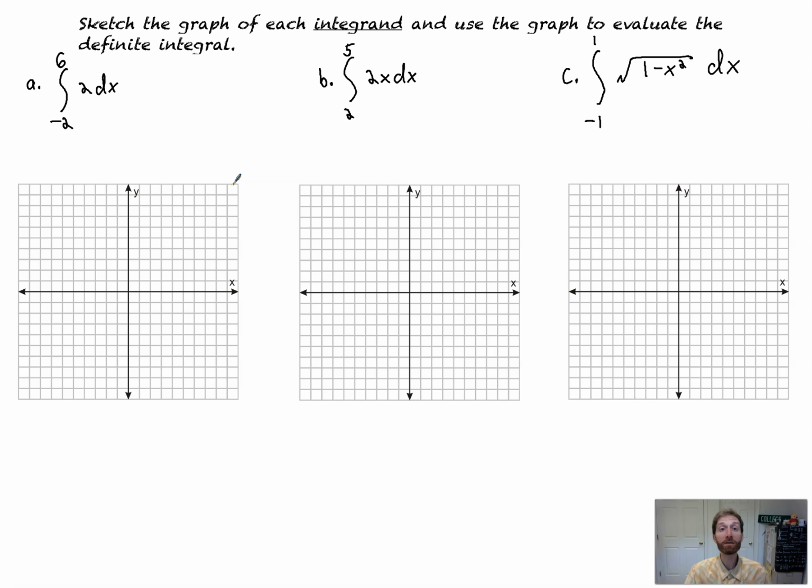Okay, so let's keep going with that. Now we're going to see that we can find that area when the curves are quote-unquote nice geometric curves. You'll see what I mean by that in a second, using simple geometry. So the instructions here say sketch the graph of each integrand, the integrand being the number or function or expression that is within the integral, 2, 2x, root 1 minus x squared are all the integrands. And use the graph to evaluate the definite integral. So we're going to sketch the graph of f of x, or y equals 2.